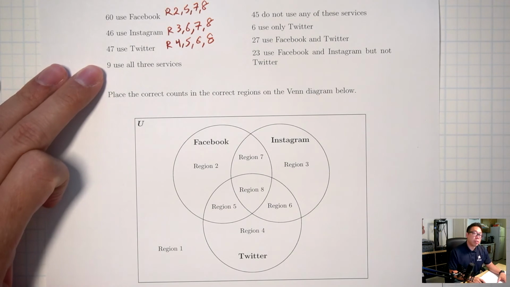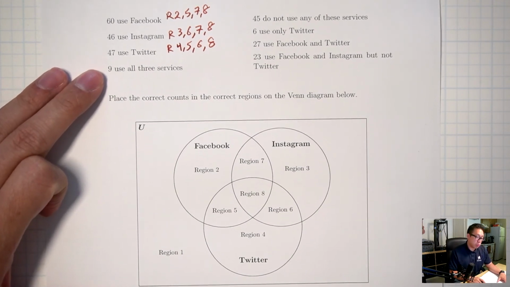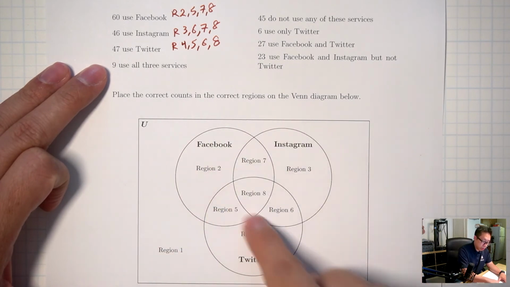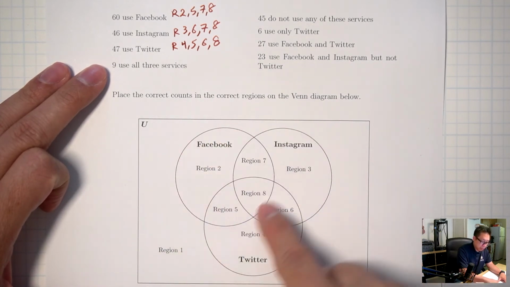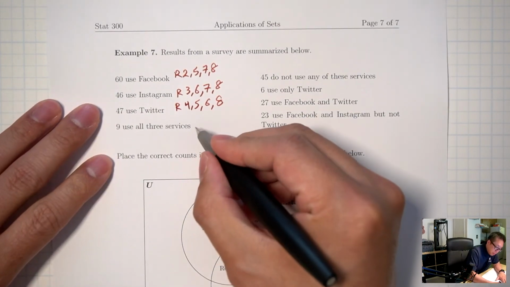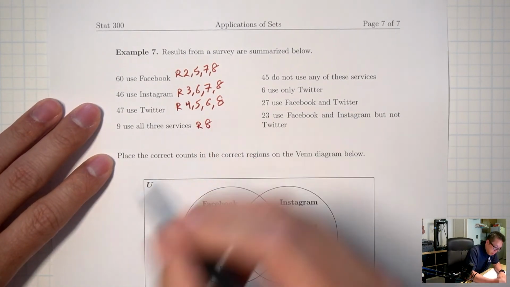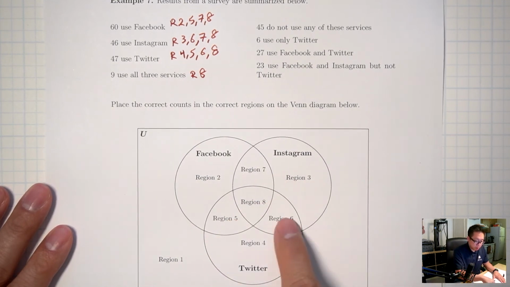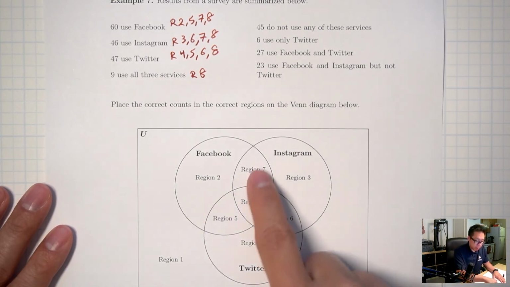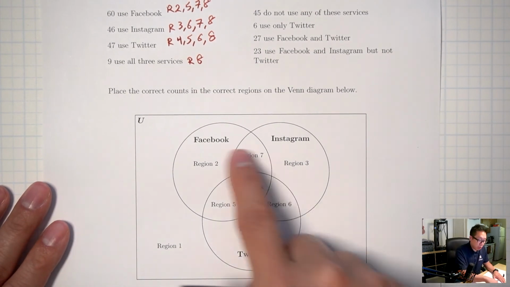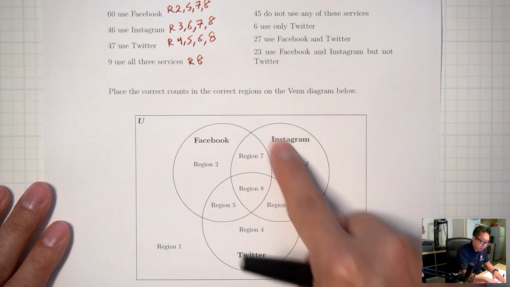"9 use all 3 services." So using all 3 means you're inside all 3 circles at the same time. So what region is inside all 3 circles at the same time? That would be just region 8. Right. 5 doesn't work because 5 is outside of Instagram. 6 doesn't work because it's outside Facebook. And 7 doesn't work because it's outside Twitter. So the only one that's inside all 3 circles would be region 8.